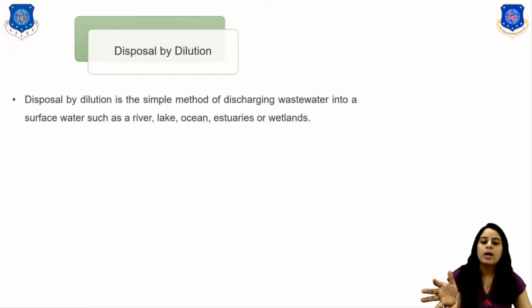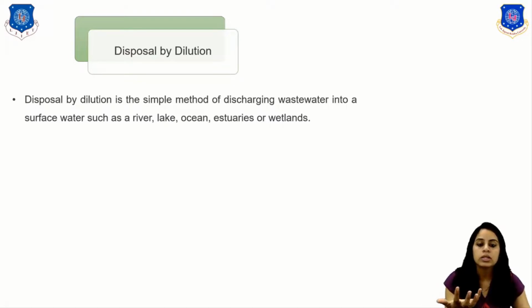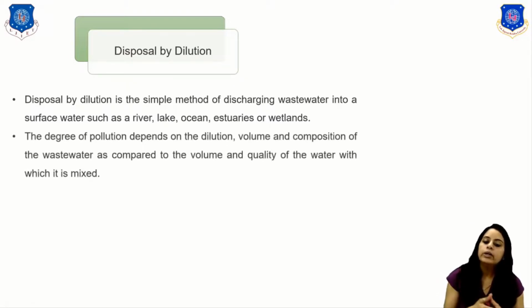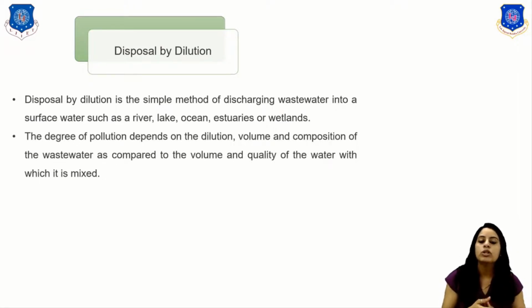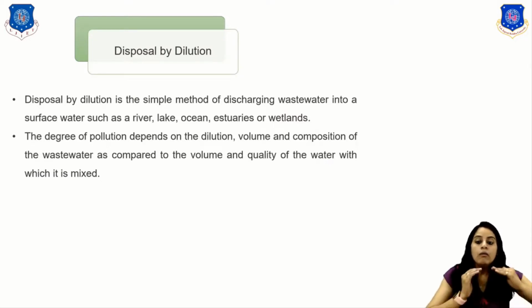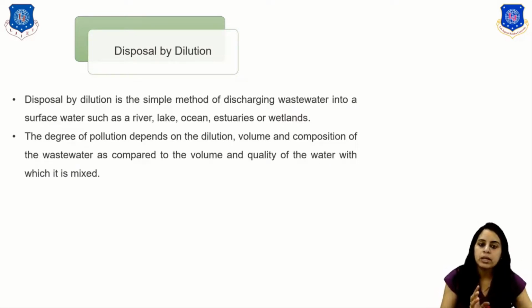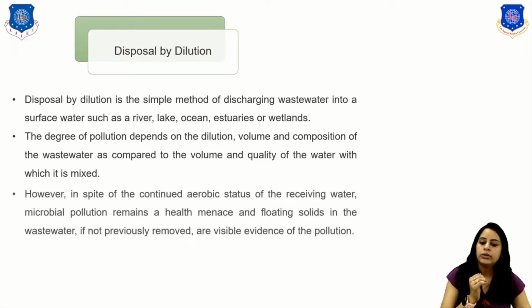Okay, so disposal by dilution is a simple method of discharging wastewater into surface water such as a lake, river, ocean, etc. The degree of pollution depends upon the dilution, that is, the volume and composition of the wastewater compared to the volume and quality of the water with which it is mixed, right? If the concentration of the wastewater is very high, then we cannot directly dilute it in a water body like a river, sea or ocean, etc.